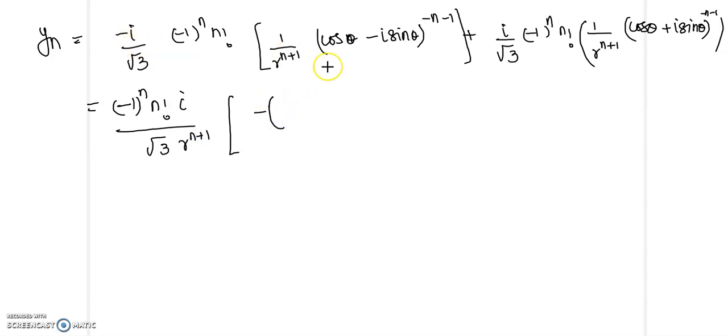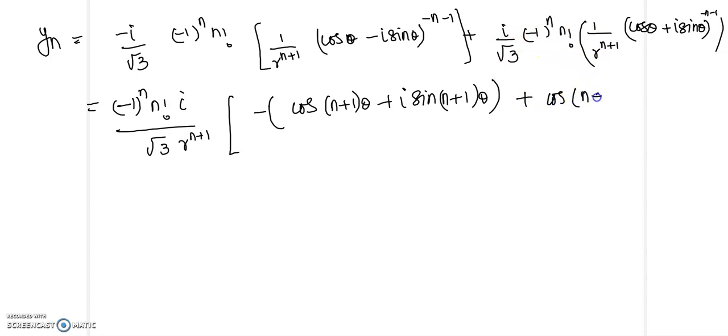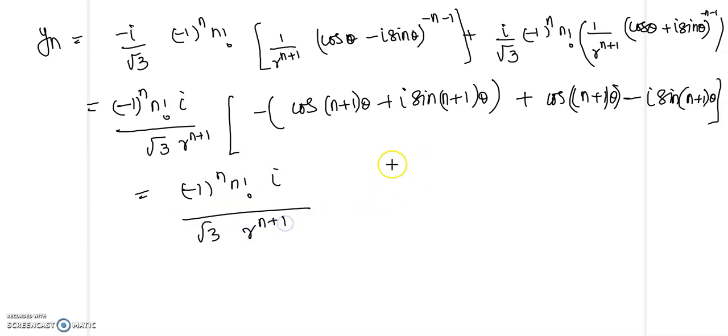So minus of the first term comes inside: minus of cos (n plus 1) theta. Now sin of minus a is equal to minus sin a, so plus i sin (n plus 1) theta is what will come. And these terms go outside. What remains is cos (n plus 1) theta minus i sin (n plus 1) theta. Now cos will cancel in both places. So you will get minus 1 whole raised to n factorial, i by root 3, r raised to n plus 1, so you will be getting minus 2i sin (n plus 1) theta. Then i square will come. i square will be minus 1.